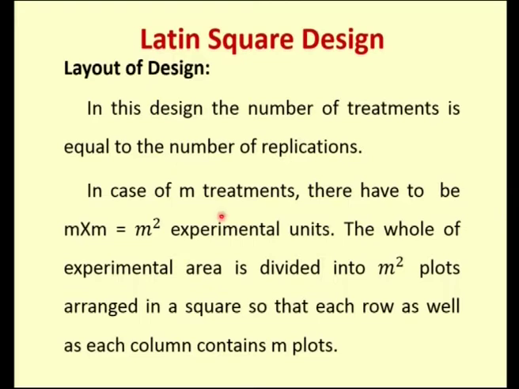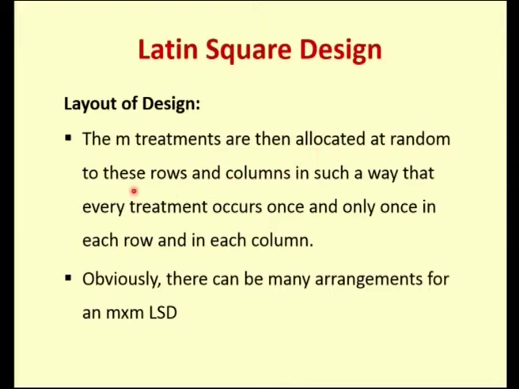So, if we have m treatments, there have to be m cross m, which is equal to m squared experimental units. The whole experimental area is divided into m squared plots arranged in a square, so that each row as well as each column contains m plots. And in the layout of the Latin square design, the m treatments are allocated at random to these rows and columns in such a way that every treatment occurs once and only once in each row and each column. So, there can be many possible arrangements in an m cross m Latin square design.